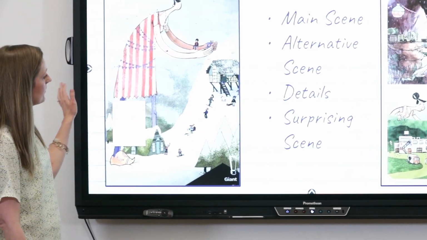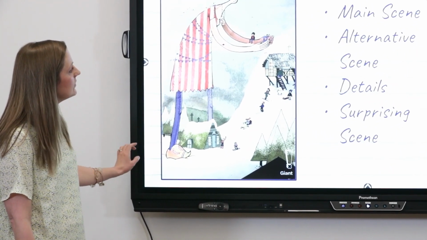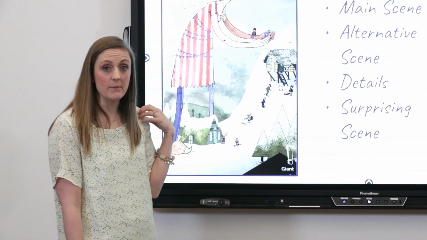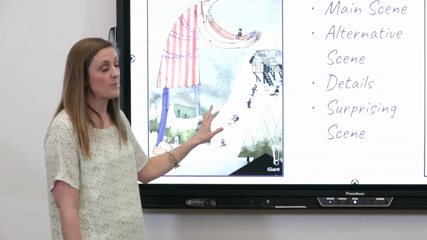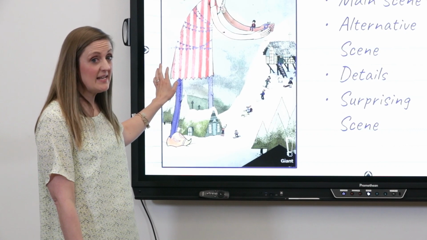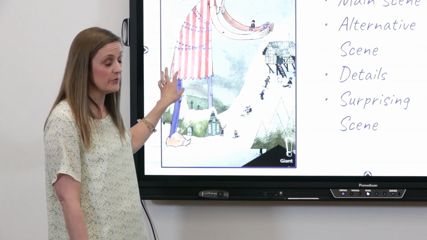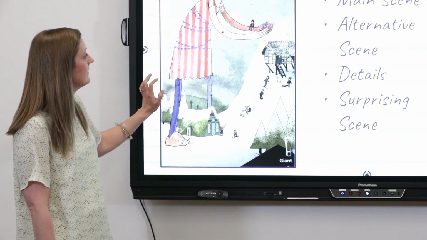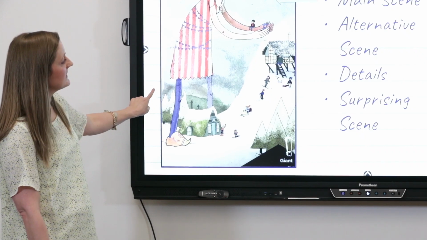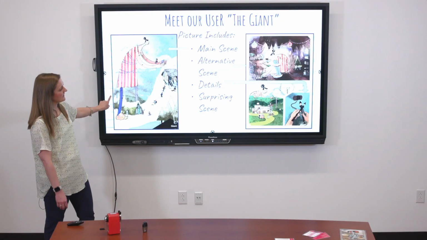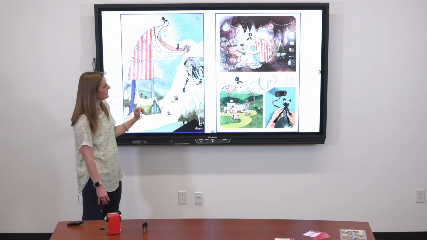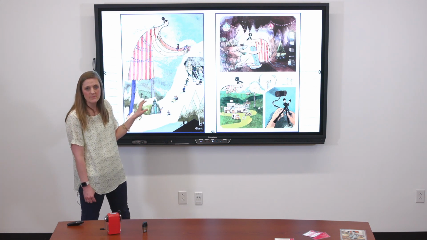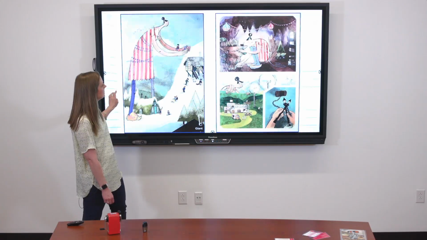So as I look through it, I'm looking for clues so I can make my claim. What I know about the giant based on these pictures. Because we're going to have to design something for this giant to use. That's our challenge today. So here's our main scene, alternative, the details, and the surprising scene. So here again, you can see a little bit bigger, and I'm going to point out some claims, and then we'll zoom in a little bit.